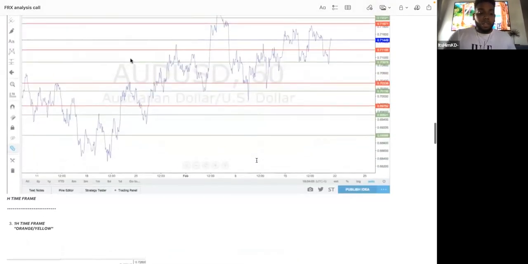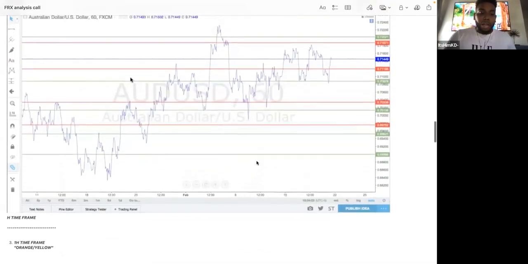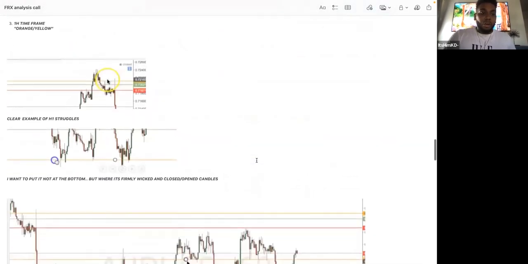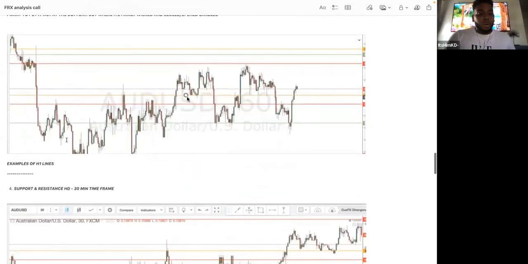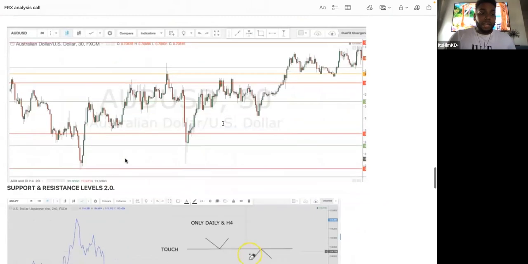Then, in the 1 hour time frame, I usually mark up orange and yellow for the clear market structure to really understand where the market is. I switch back up to my candles and I really pay close attention to the support and resistance levels of the market, to really pay attention to the waves that the market is making and things like that.